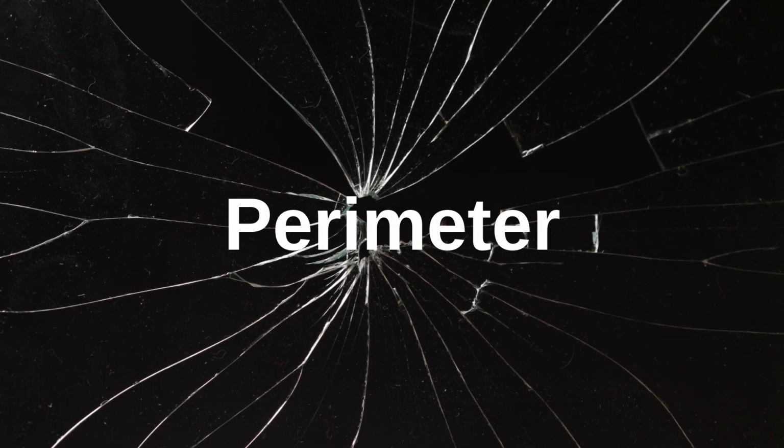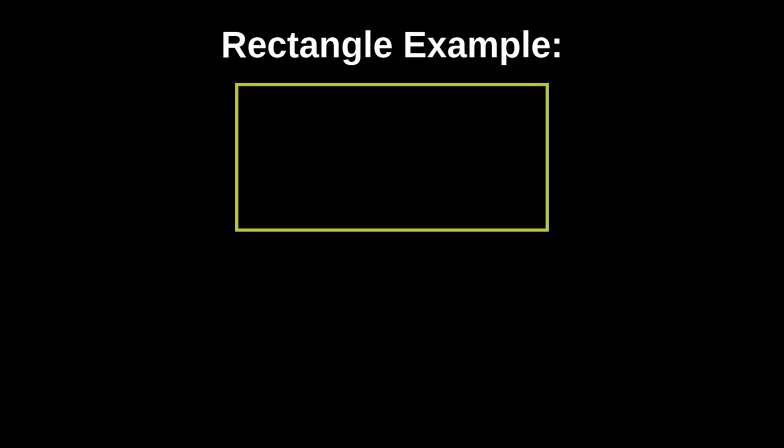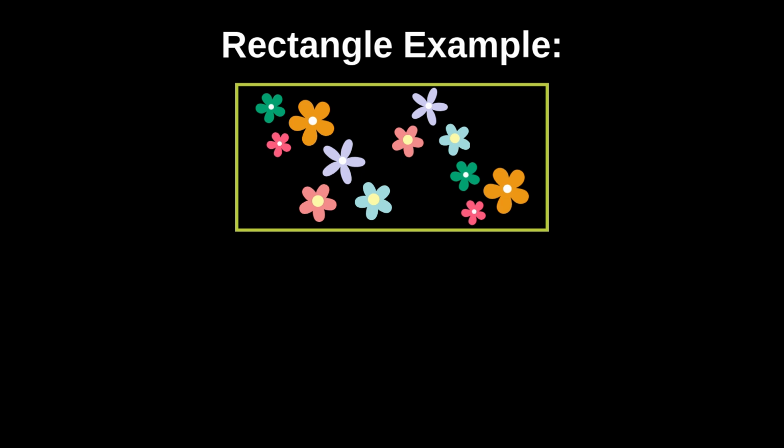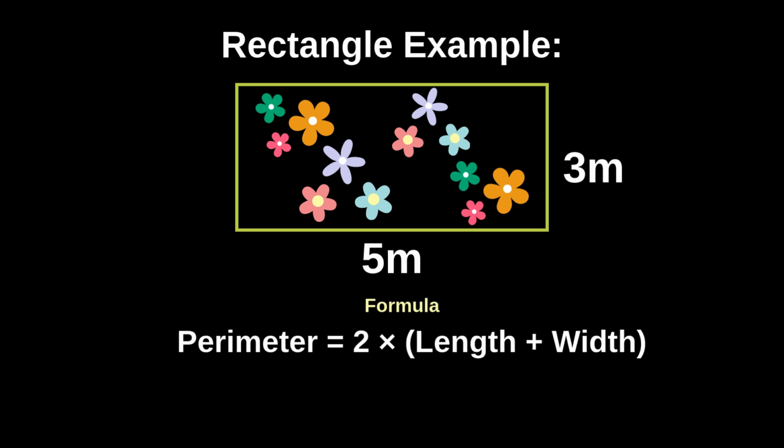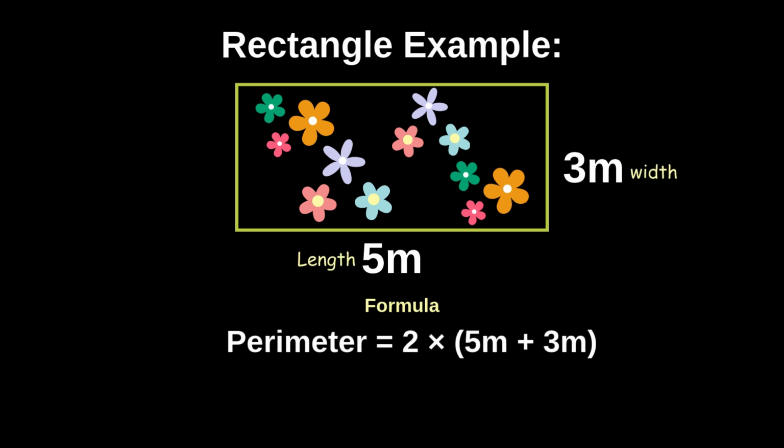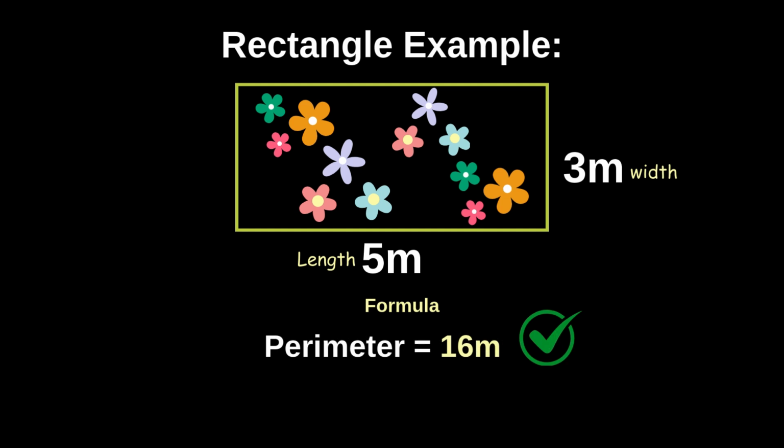Let's break it down. For a rectangle, like a garden plot with sides of 5 meters and 3 meters, the formula is perimeter equals 2 times (length plus width). So 2 times (5 plus 3) equals 16 meters.